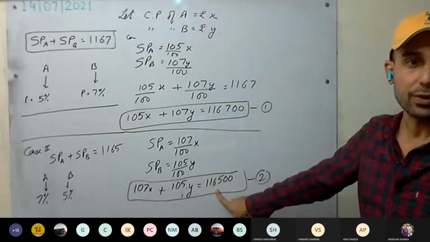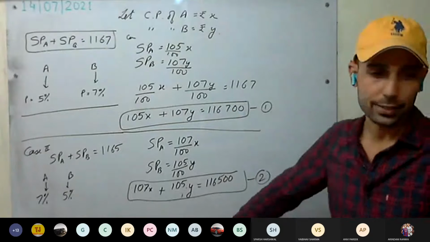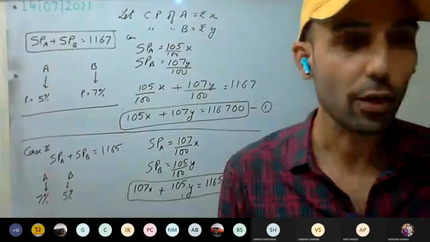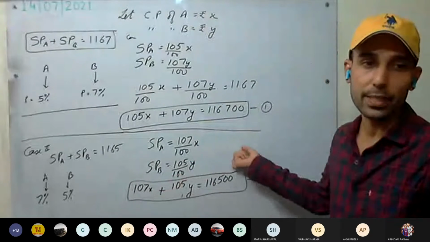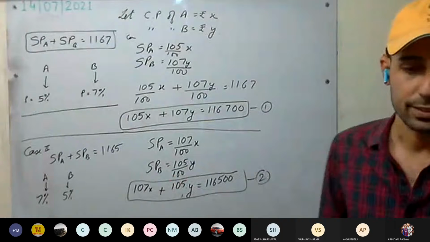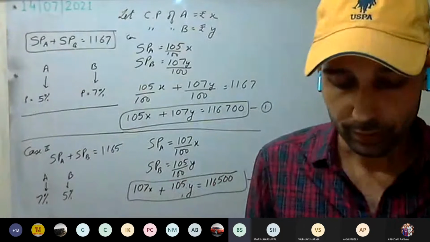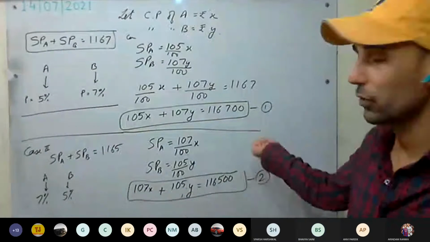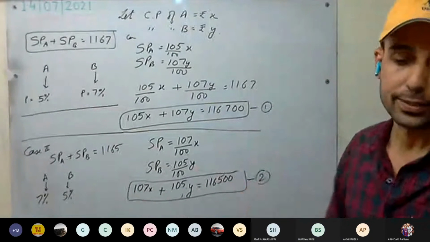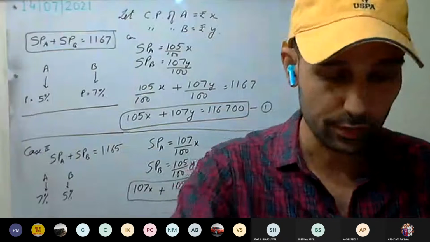Okay. Have you all understood? At last you have to write cost price of article A equal to this much rupees. Cost price of article B equal to this much rupees. Okay. So 500 and 600. So rupees 500 cost price of A and cost price of B rupees 600. Okay, you can solve that one.